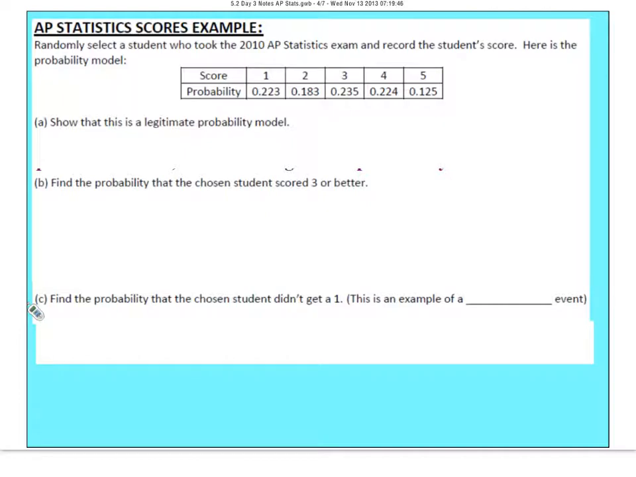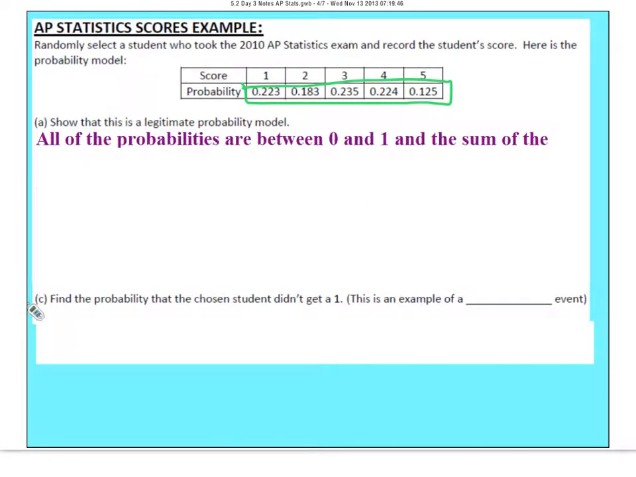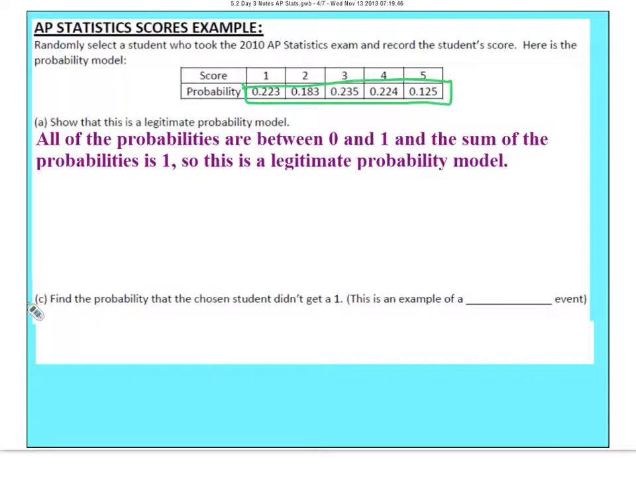Part A wants us to show this is a legitimate probability model. Well, how could you do that? If this table shows us every possible scenario, these probabilities have to add back to the number 1. So what we could say is all of the probabilities are between 0 and 1, so that's legit, and the sum of the probabilities is 1. So therefore, this is a legitimate probability model.